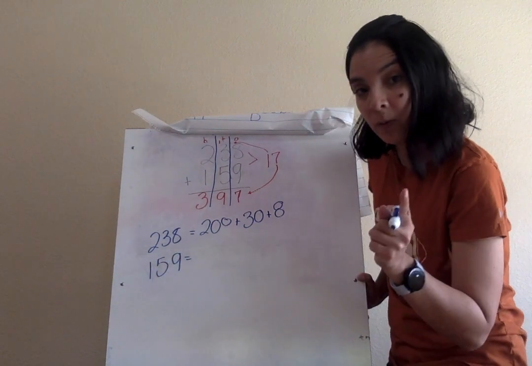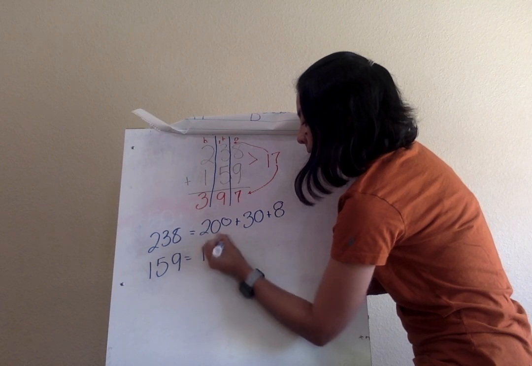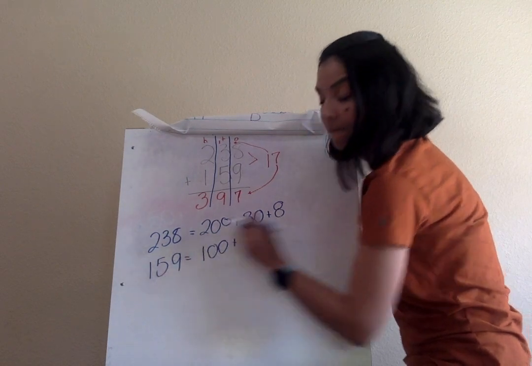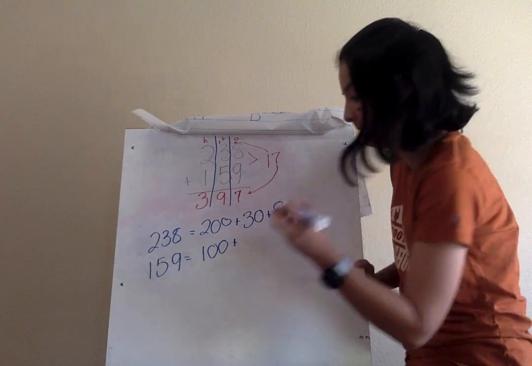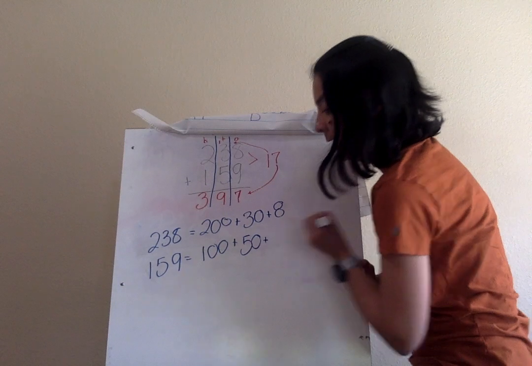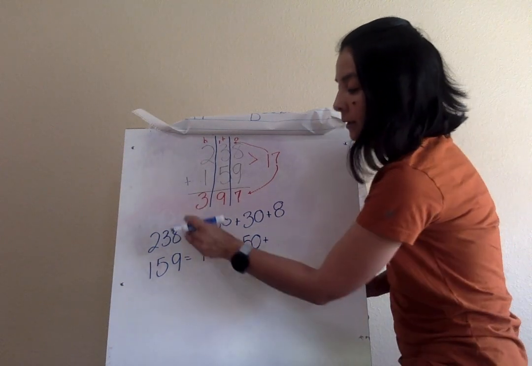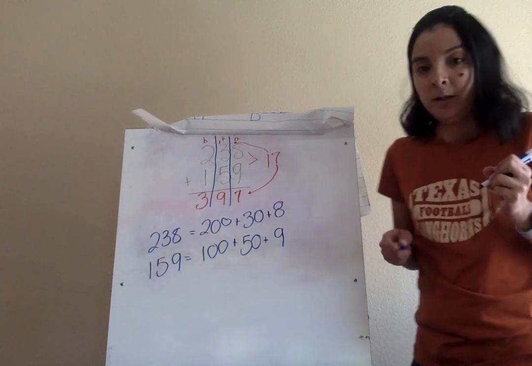I have a 1 in the hundreds place, so that means I only have 100. I have 5 tens. 10, 20, 30, 40, 50. And I have 9 ones.